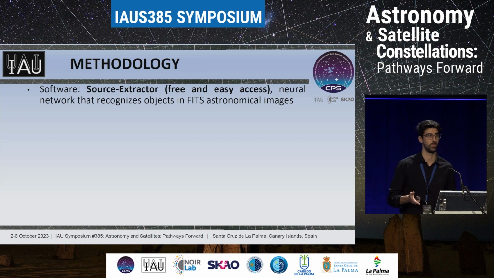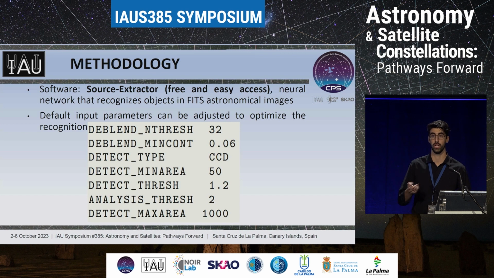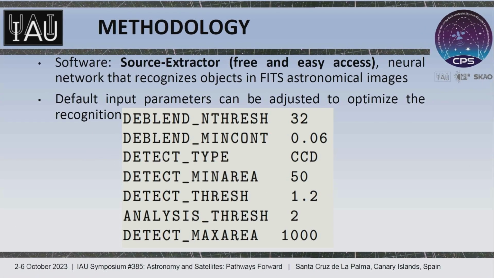The software that we're using, which I'm sure most of you are very familiar with, is Source Extractor. It is free, easy access, and you can use it in any type of operating system. It's basically a neural network that recognizes objects in fixed astronomical images. What we are going to do is play with the input parameters, and for the sake of this presentation, we are going to focus on three of them.